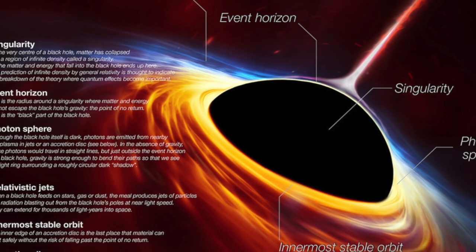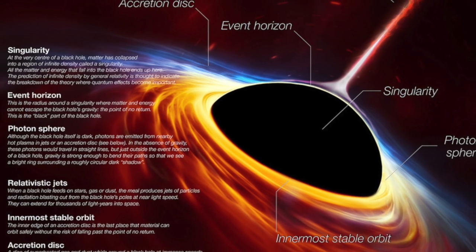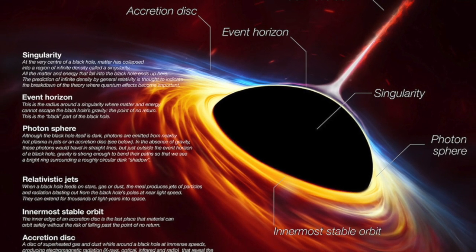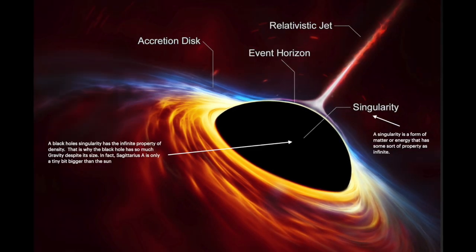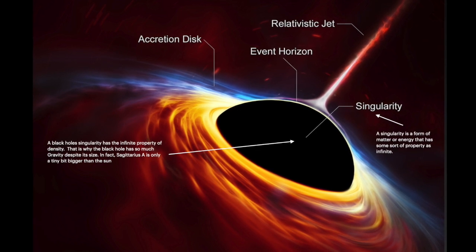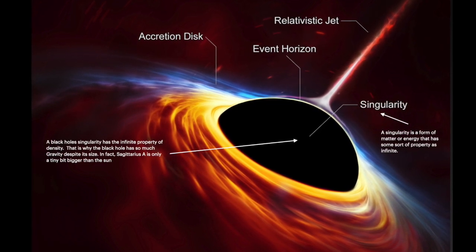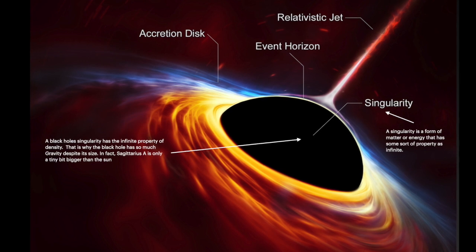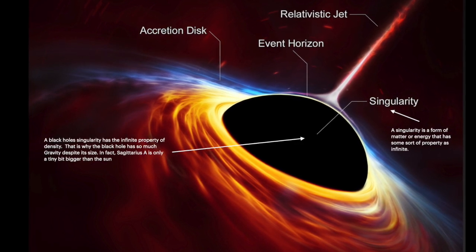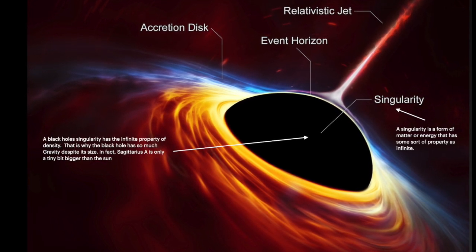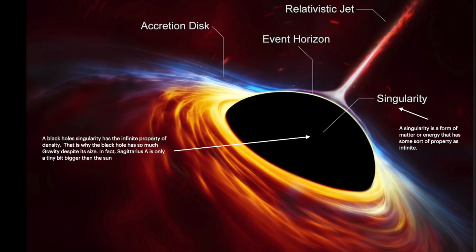Now that I've given you a basic understanding of what a black hole is, I'm going to discuss the exact parts of the black hole. Firstly, we have the singularity. The singularity is basically something that has an infinite property. In the case of black holes, the infinite property is density, according to the classical theory, since there's a finite mass squeezed into a zero volume.